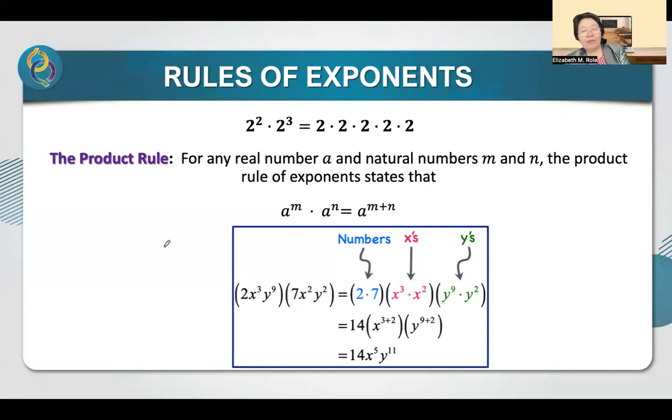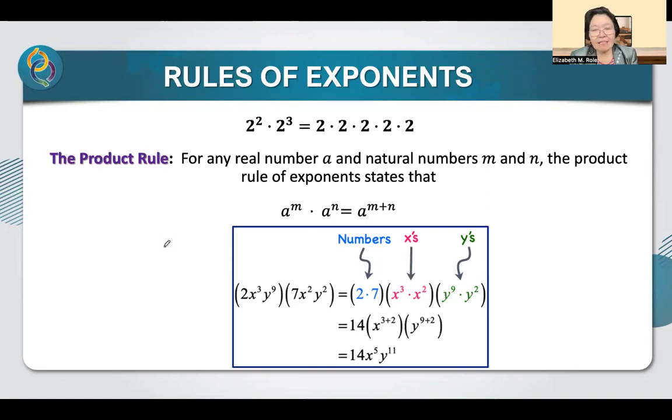Okay, so if we now talk about expressions, if I say 2x cubed y to the 9 times 7x squared y squared: if you have numbers, multiply the numbers, so 2 times 7. Then put together the same bases, x cubed and x squared. Another base is y. You have y to the 9 and y squared.